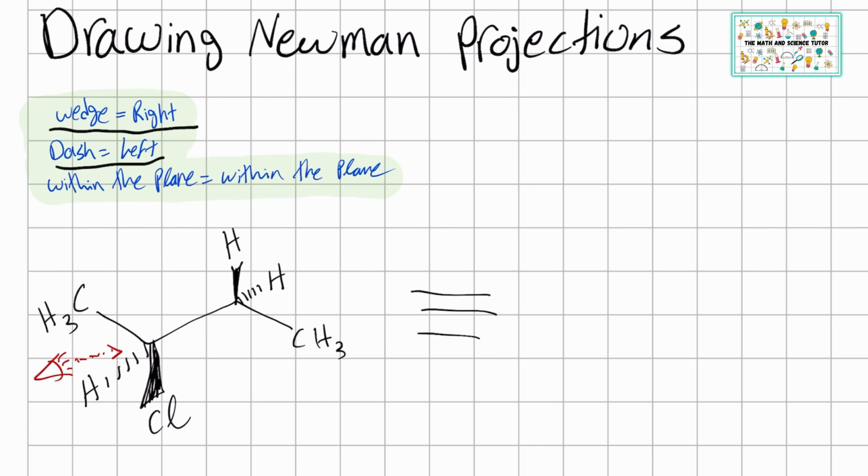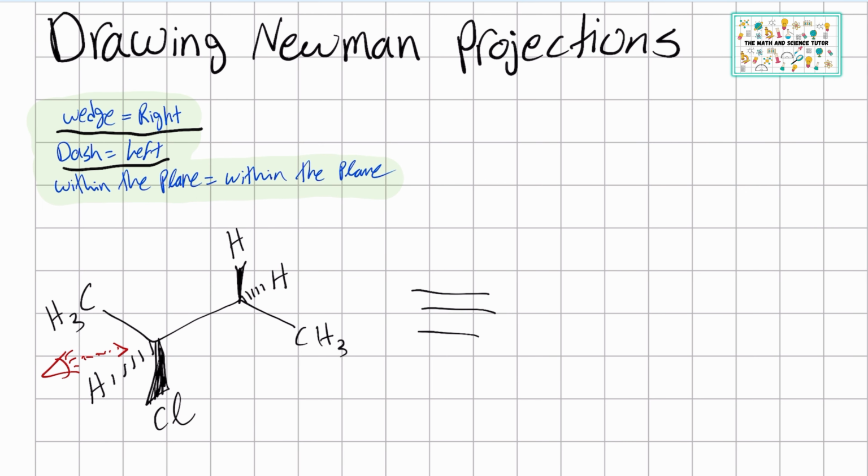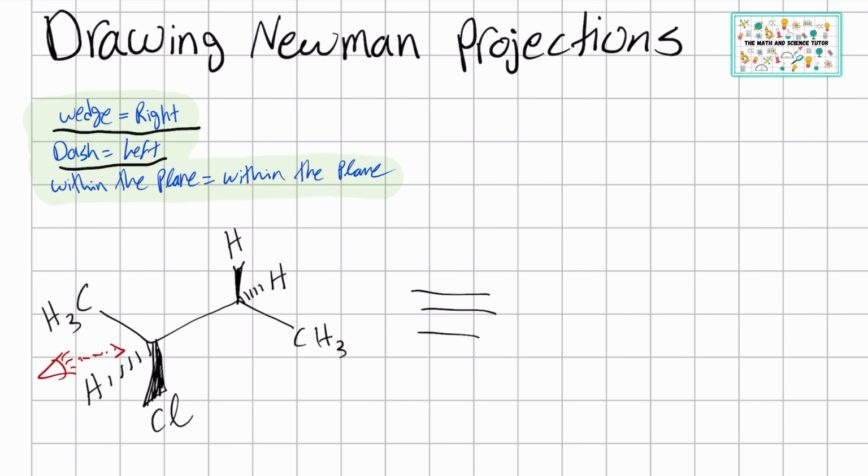So when you're asked to draw a Newman projection, you're going to be told what carbon you want to look at. So over here, it tells us that we want to look at this carbon. So this carbon is in the front, and this one's in the back. So we won't see this carbon. However, we will see the compounds attached to it. And we're going to draw the Newman conformation. If an element or a compound is on a wedge, then we draw it on the right side. If it's on a dash, we draw it on the left side. And if it's within the plane, then we draw it within the plane.